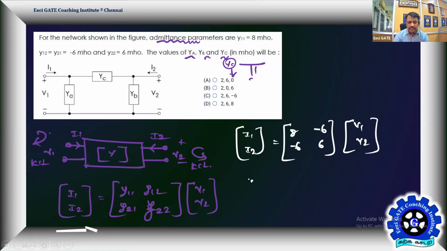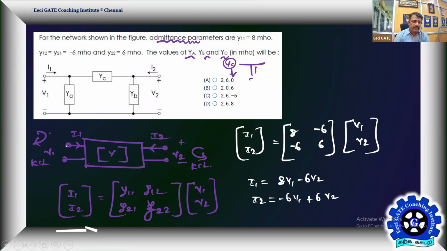So the expression for I1 becomes 8V1 - 6V2, and the expression for I2 becomes -6V1 + 6V2. That's it. So 8, -6, -6, +6. That's all. So we need to get the admittances in mho.